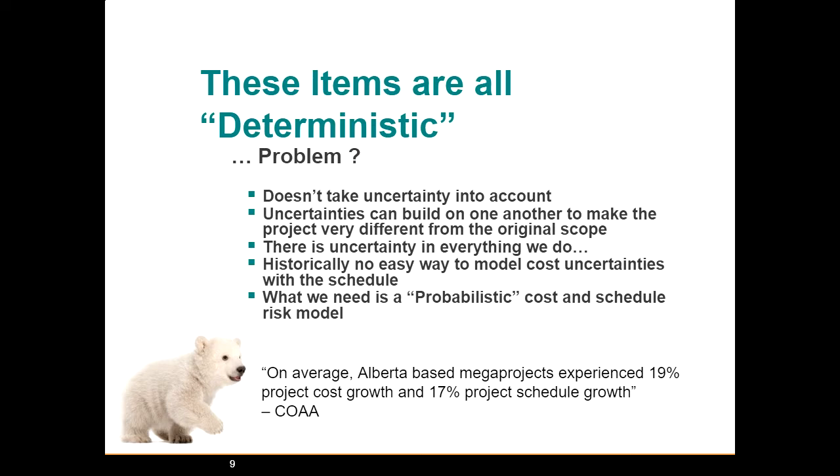on in our project. Again, going back to the Construction Owners Association of Alberta, they found that on average, Alberta-based mega projects, and that being projects over $1 billion, experienced a 19% project cost growth and a 17% project schedule growth. Now, we all know that cost and schedule are intrinsically linked. The problem is, how are they linked and where do we have flexibility? And that's what we need to understand.